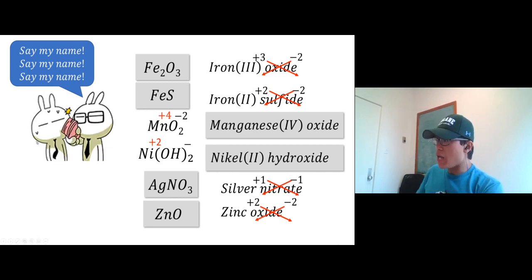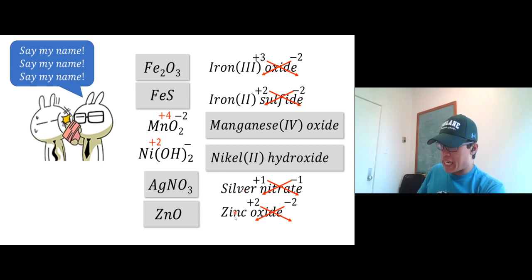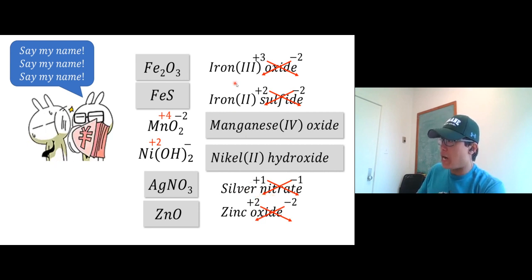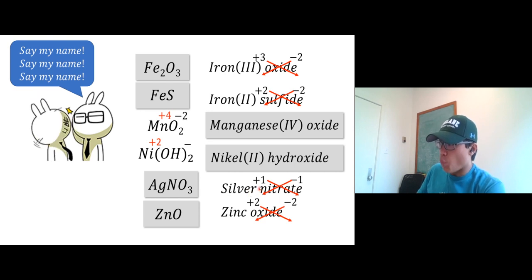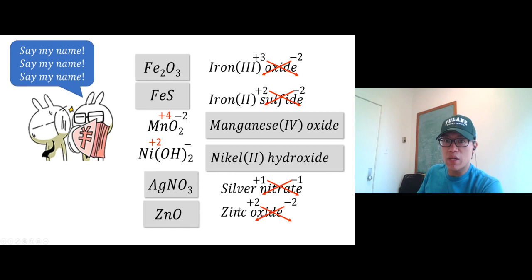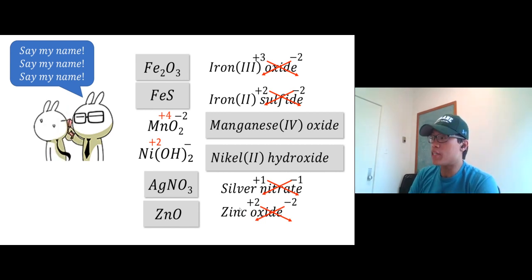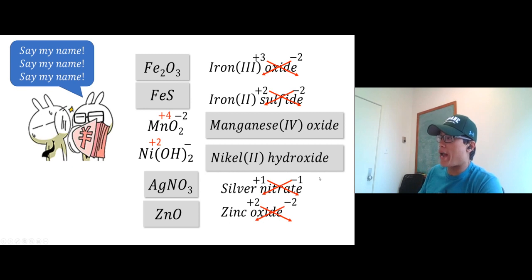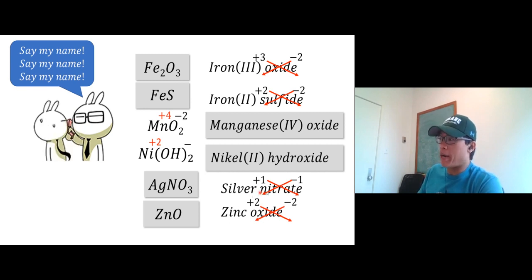Okay. Question to you real quick before we go further. How come silver and zinc are transition metals, right? But in the name, I didn't put the Roman number to indicate the oxidation number. Silver, I don't have to write 1 right here. Zinc 2 right here. How come though? Well, they have just 1 oxidation number, so you don't need to write the Roman number here.